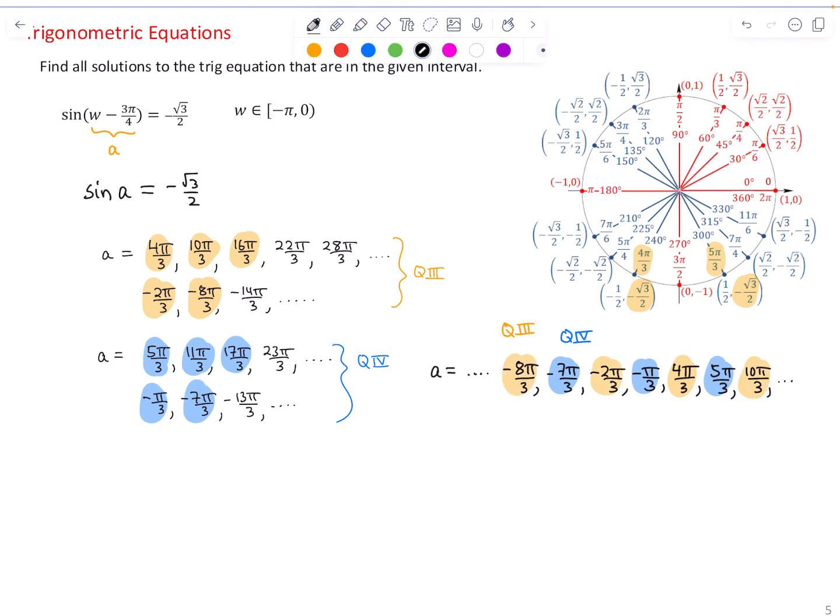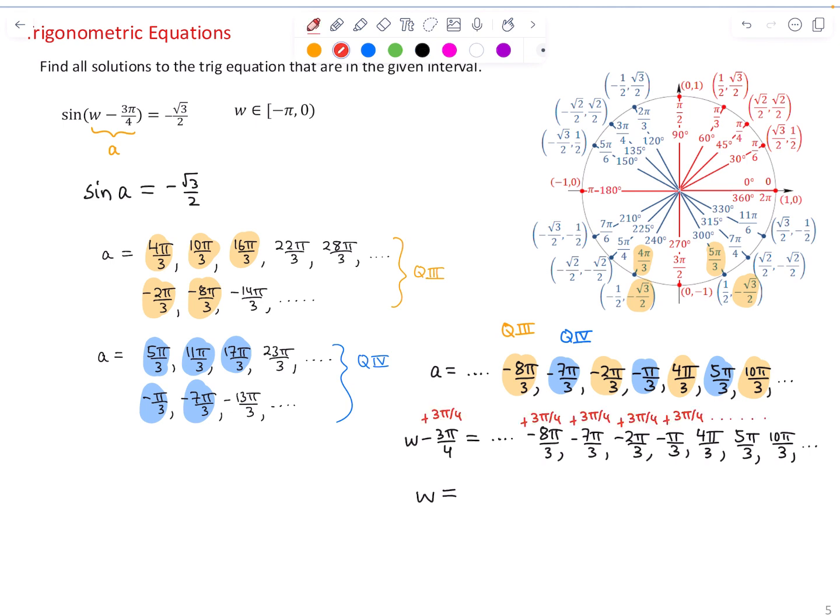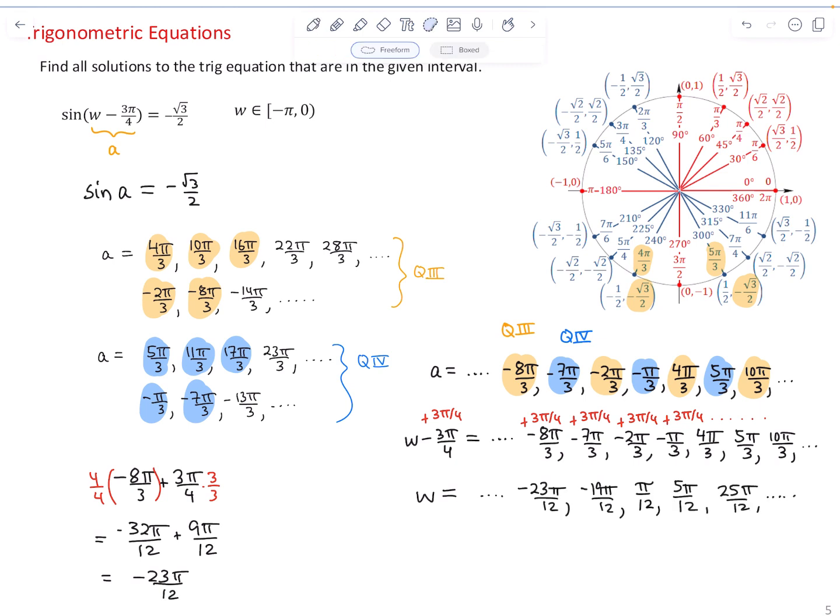Now these are the values of A, and A represented W minus 3 pi fourths. So if I want to find the actual angles W that I'm after, I now need to add 3 pi fourths to all of these. So adding 3 pi fourths to all angles and demonstrating just one of them, negative 8 pi thirds, and add to it 3 pi fourths. I need a common denominator, so I have to multiply this fraction by 3 over 3 and the first fraction by 4 over 4. So I have negative 32 pi twelfths plus 9 pi twelfths, which gives me negative 23 pi twelfths. So here's the beginning of a list of consecutive angles, W, that will satisfy the equation.